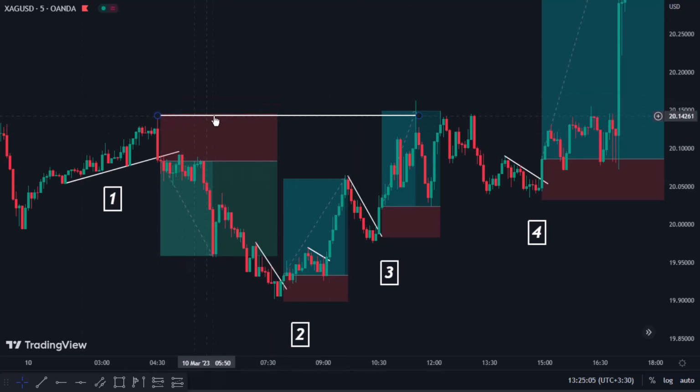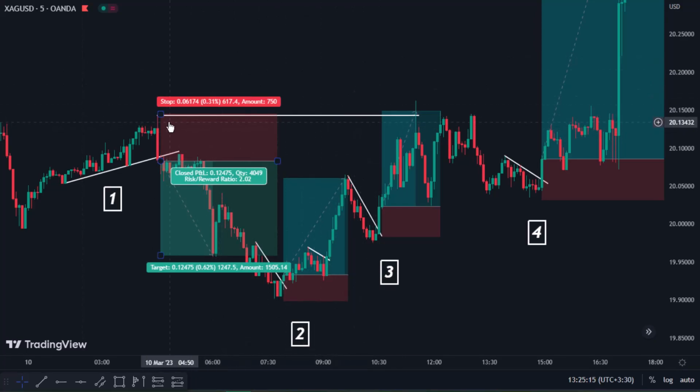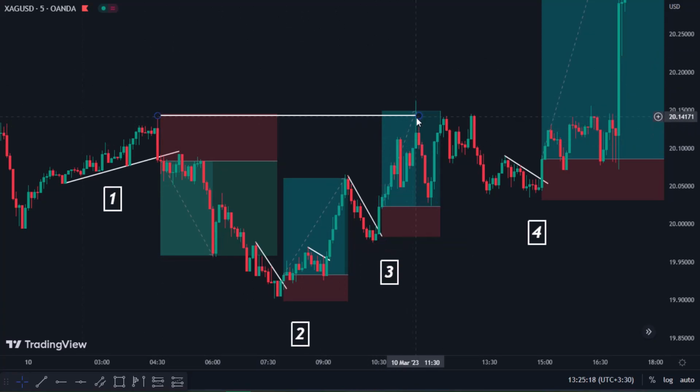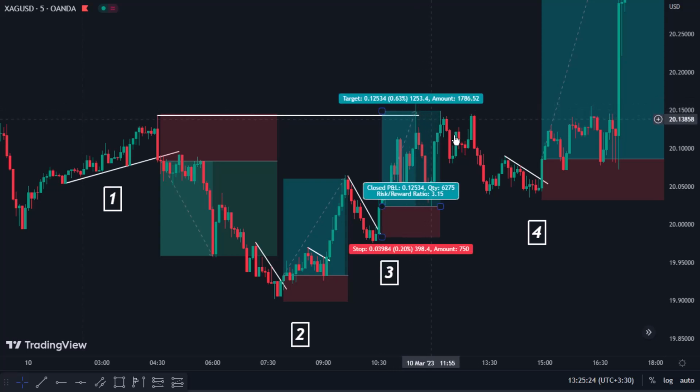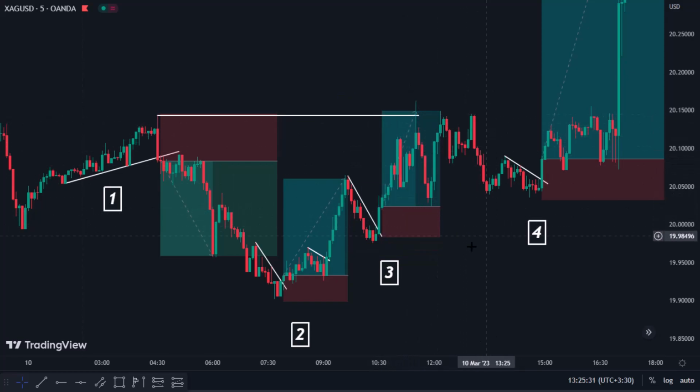You can also see our reward is on this resistance line, and if we see a candle like this one, a shadow on the resistance line, we can risk on it and close our position. Then if we see a nice candle, we can risk on it and go for sell positions.